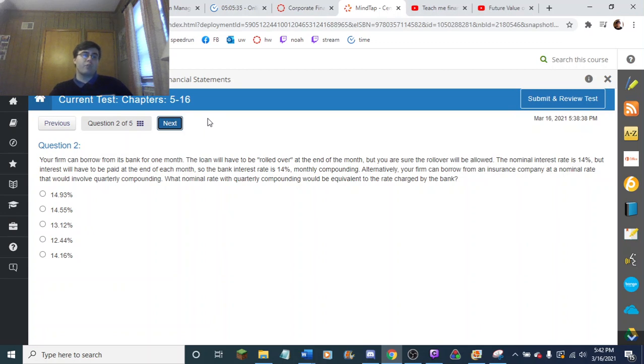Your firm can borrow from its bank for 1 month. The loan will have to be rolled over at the end of the month, but you are sure the rollover will be allowed. The nominal interest rate is 14%, but the interest will have to be paid at the end of each month. So the bank interest rate is 14%. What? Monthly compounding. What nominal rate with quarterly compounding would be equivalent to the rate charged by the bank?